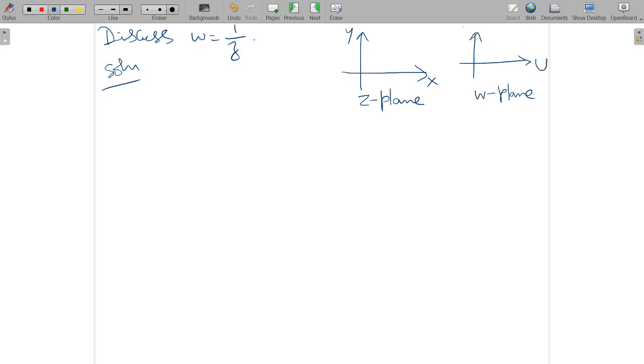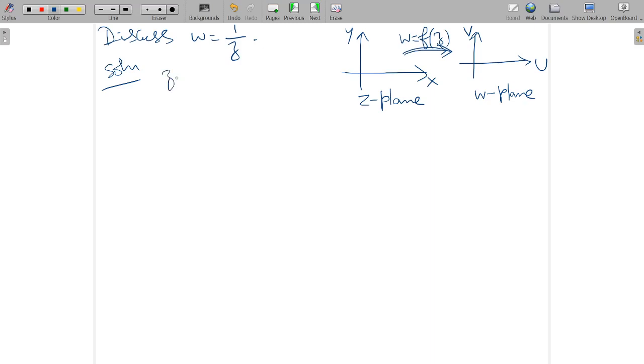You require actually 4 coordinates. You have a two-dimensional transformation. This will be your transformation f of z, W is equal to f of z. So now what we have to do is give the properties of the transformation W is equal to 1 by z. For that, we take a convenient function in the domain and find its corresponding image.